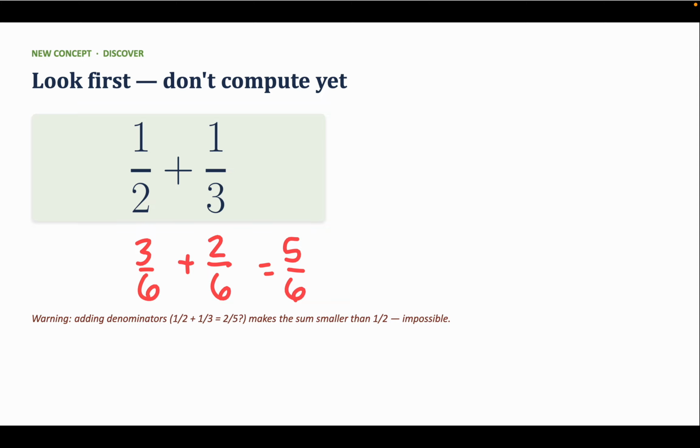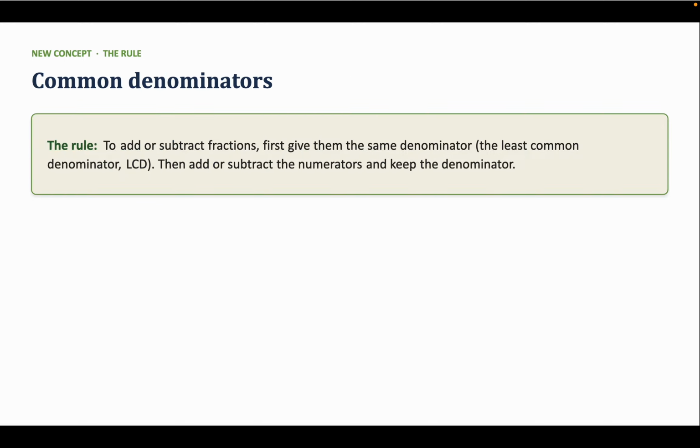So again, just adding the denominators wouldn't make sense. We would get 1/2 plus 1/3 equals 2/5. That is smaller than 1/2, which is impossible. We can't do that. So the basic rule to add or subtract fractions, we want to first give them the same denominator, and preferably the least common denominator. You just want to work with the lowest numbers that we can. And then we add or subtract the numerators and keep the denominator the same.